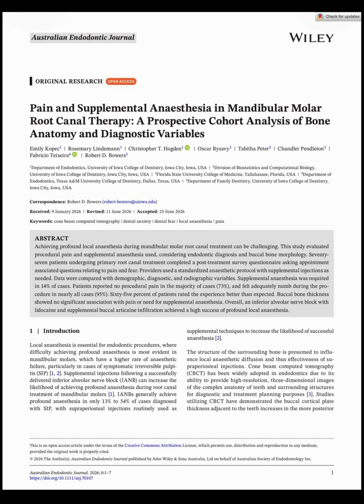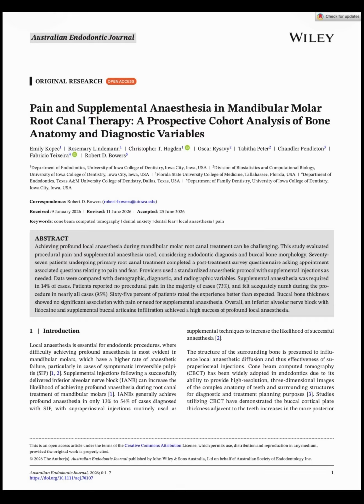So it's a prospective observational study conducted at the University of Iowa Endodontic Residency Clinic. They included adult patients undergoing primary non-surgical root canal treatment on a mandibular first or second permanent molar performed by endodontic residents. For the clinical protocol, they administered 2 inferior alveolar nerve blocks using 2% lidocaine with epinephrine, followed by 1 carpule of 4% articaine with epinephrine as buccal infiltration, which was administered only after confirming inferior alveolar nerve block soft tissue signs. Supplemental anesthesia was administered if cold testing was positive pre-access.